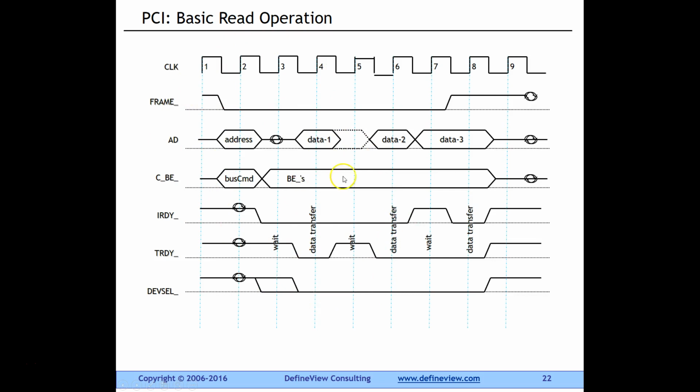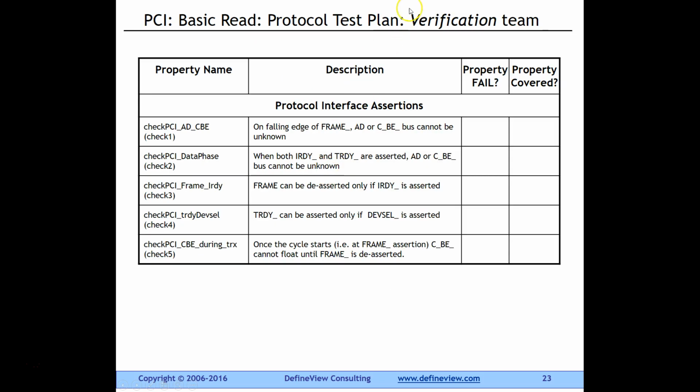I don't want you to go through this whole protocol because that's really not important at this time. What is important is, given this particular protocol, what is it that the verification team will add? What kind of assertions will they write? They will basically write assertions like this. For example, and this is the name of the assertion that I have come up with. You should always give a meaningful name to an assertion. On the falling edge of frame, AD and CBE cannot be unknown. Or when both iReady and tReady are asserted, AD and CBE, command and byte enable, cannot be unknown.